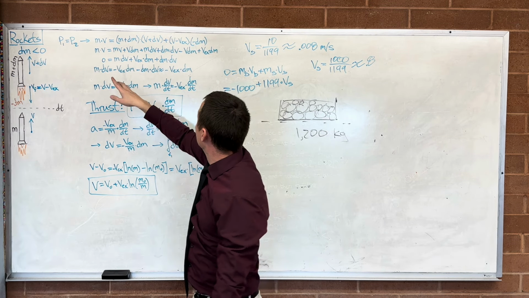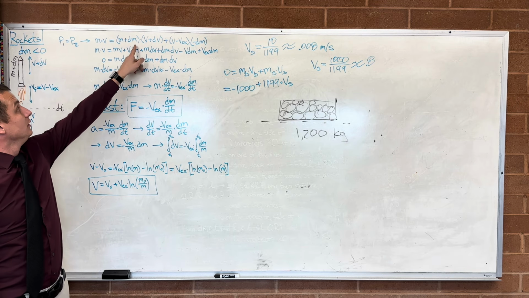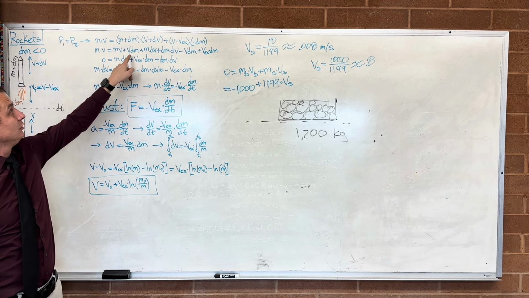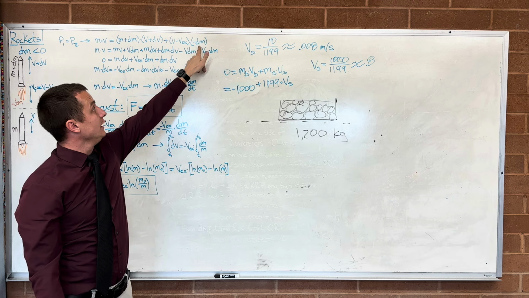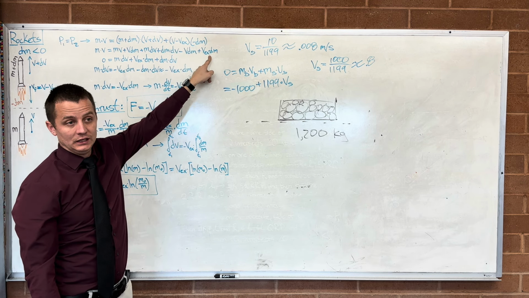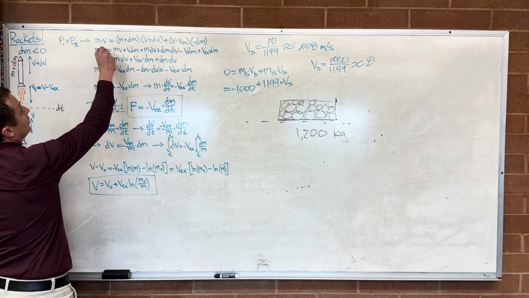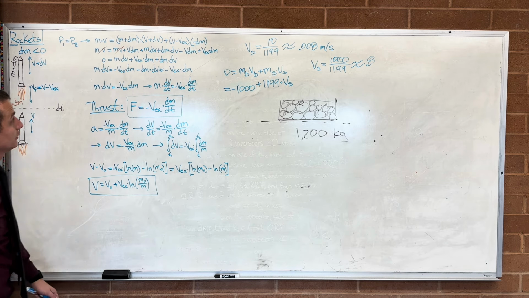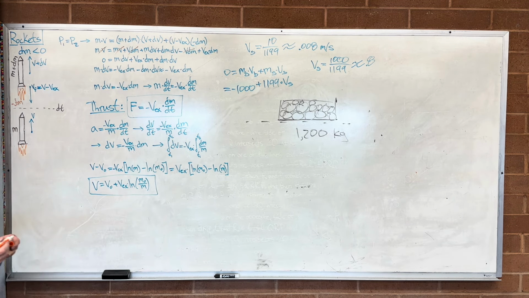Good? Now I'm just going to multiply it out. mv, dm times v is v dm, m dv, dm dv, and the fuel term, negative dm times negative vex, which is negative vex dm. Good? Now notice those cancel out. Those cancel out. Good so far?